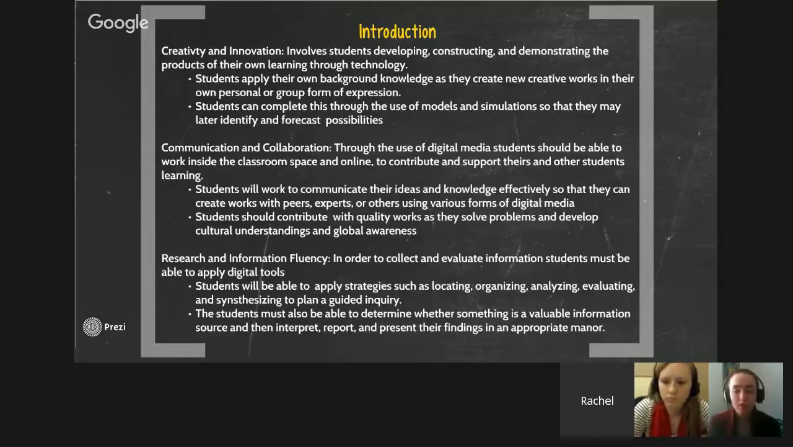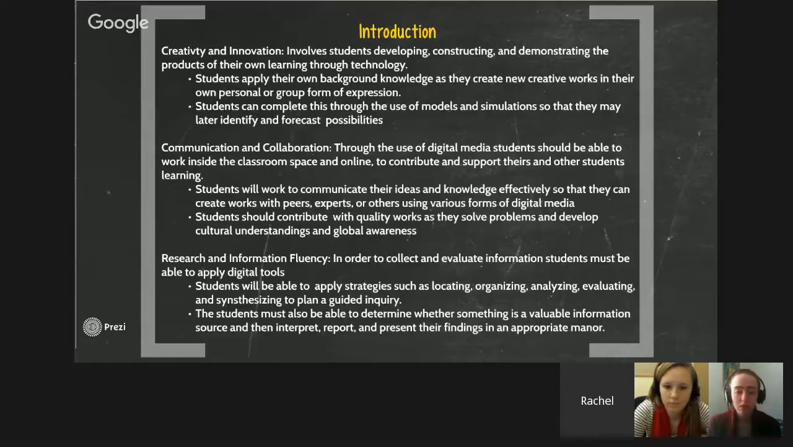And I really like this because it talked about taking it beyond just the kid that sits next to you in class, so that kids can transcend their skills outside of class and use them later on. Students should contribute with quality works as they solve problems and develop cultural understandings and global awareness.